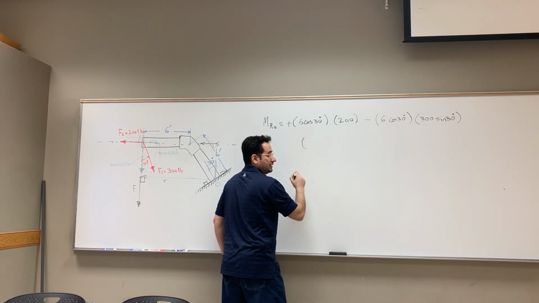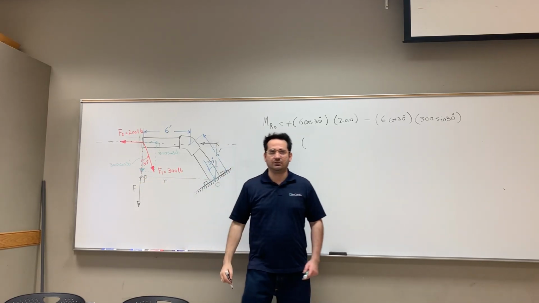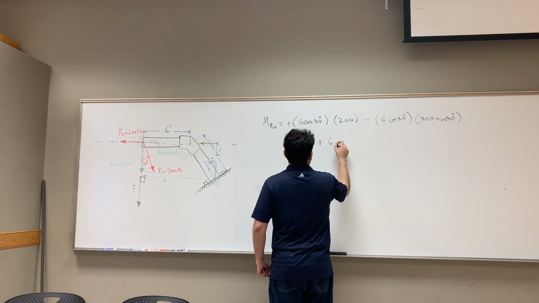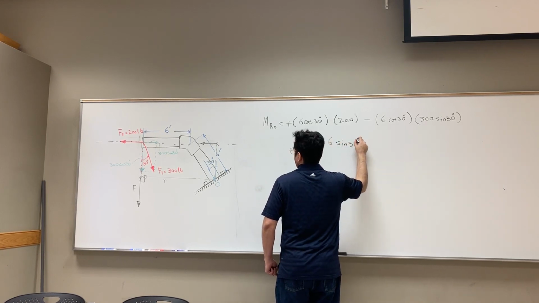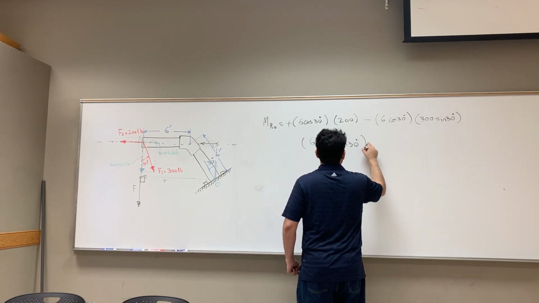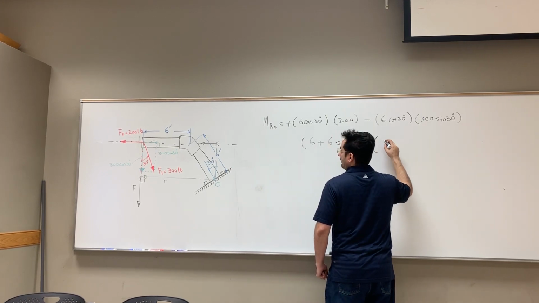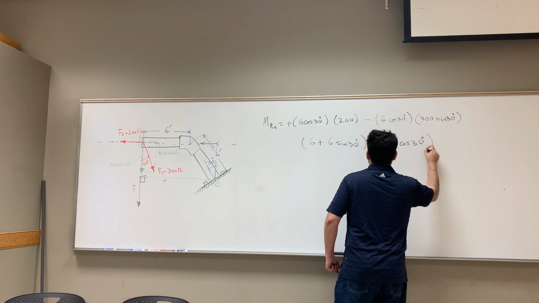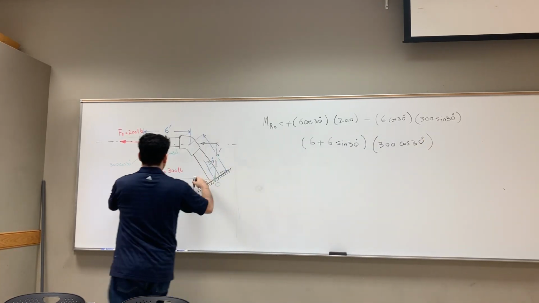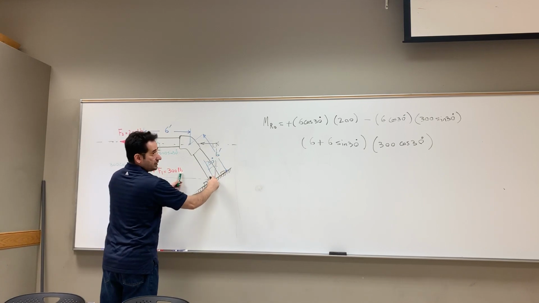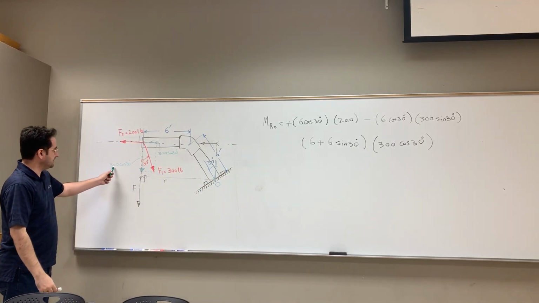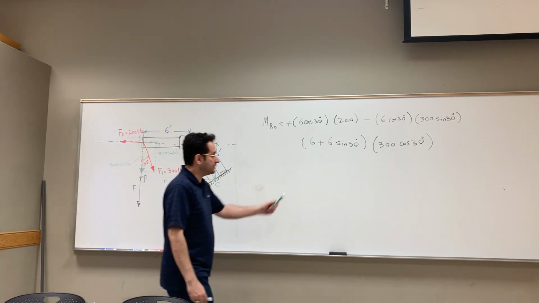The moment arm is equal to from here to here. What's that value? 6 plus 6 sine 30 times the value of force, which is 300 cosine 30 degrees. So 6 up to here, from here to here, 6 plus this one is 6 sine 30, right? From here to here. Times the value of force, 300 cosine 30. That's the magnitude of force, right?